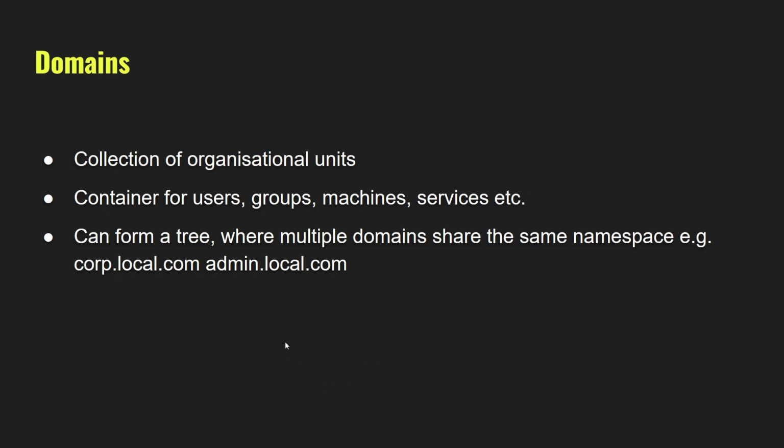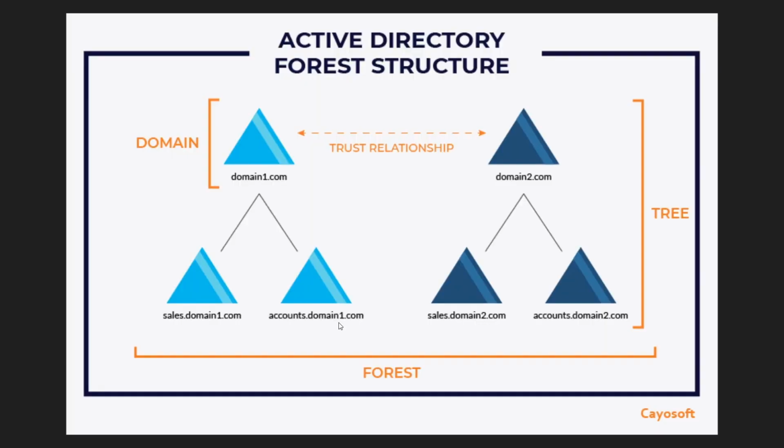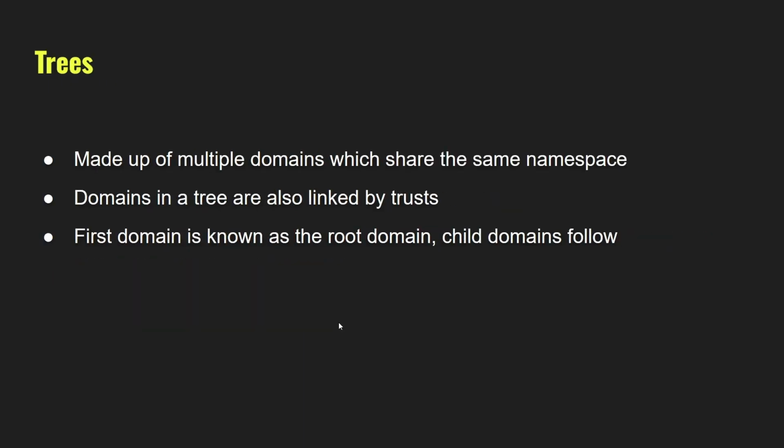It can form a tree where multiple domains share the same namespace, e.g. co-op.local.com, admin.local.com, as we've just seen here as well. So trees are made up of multiple domains which share the same namespace. Domains in a tree are also linked by trusts. This is inherent. It's not something that you have to do. It just happens. It occurs by default. That's how it works. It'll have a particular trust attached to it.